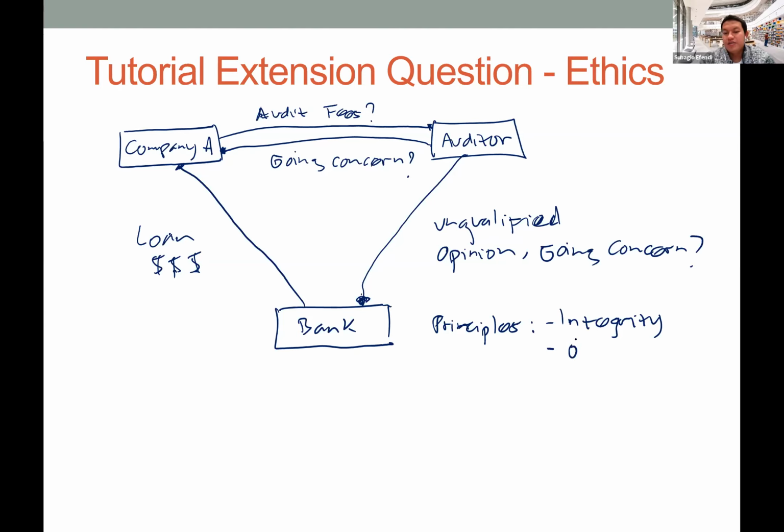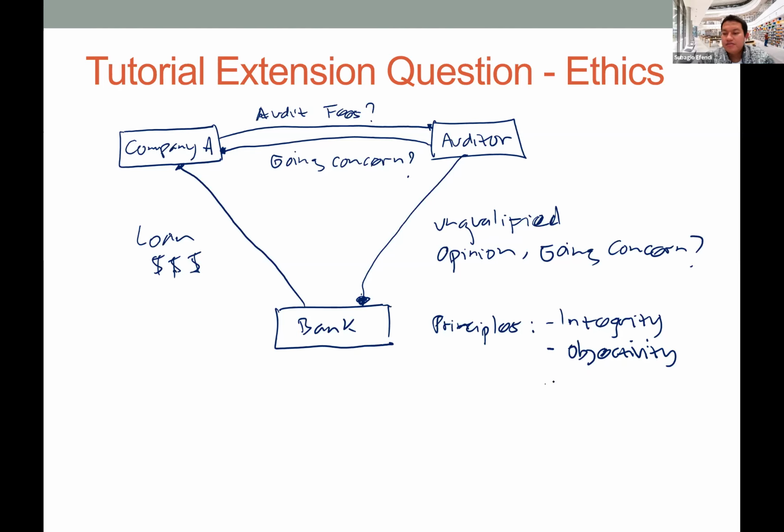And also we have a problem with objectivity, because the audit engagement has been happening for 5 years. So the accountant and company A become familiar. Maybe the auditor also knows some of the bank officers. So we also have a problem with familiarity, and bias which affects the objectivity.